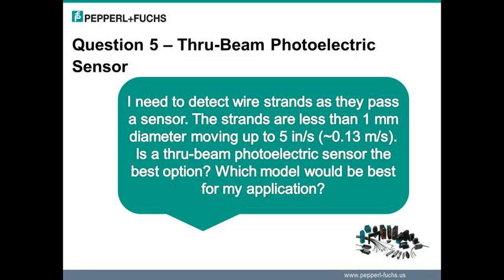A less than 1 millimeter target is too small for most standard thru-beam sensors, but we do have a thru-beam photoelectric sensor, part of our R2 series, with a special high precision feature. This adjustment allows the light spot to be made small enough to detect the less than 1 millimeter diameter wire strands in this application. In addition, the 600 microsecond response time of this sensor means the wire strands will be detected even if they move past the sensor in rapid succession.